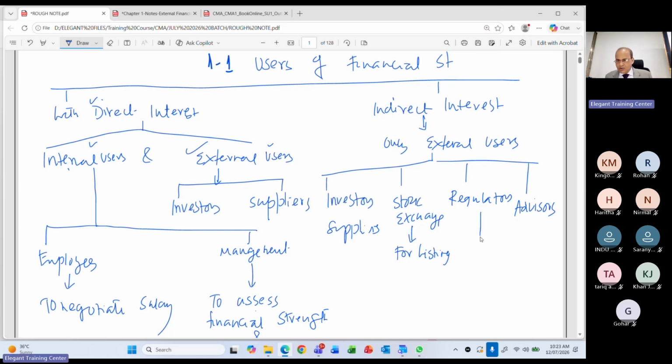Now regulators, why do they need financials? To check compliance. To check what? To check compliance with the regulations, whether your company is complying with the regulations or not. They want to know your financials. They want to see your financials. Clear? Now creditors, suppliers. Why do suppliers need your financials?